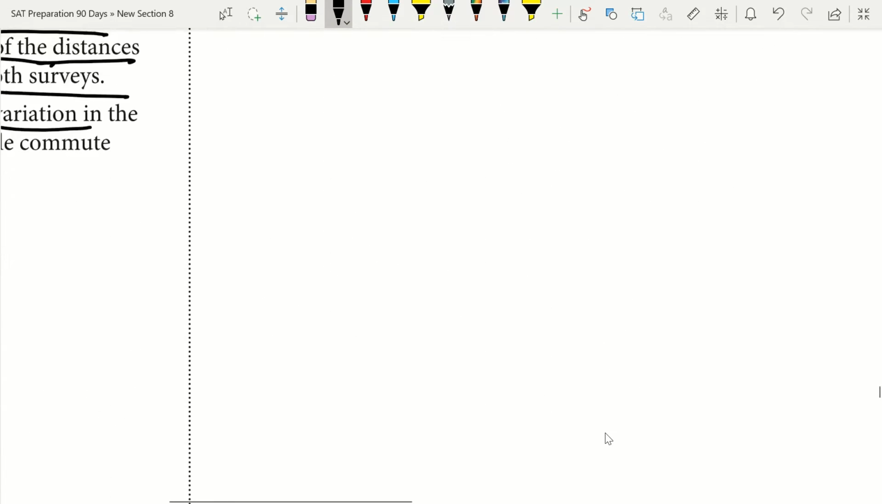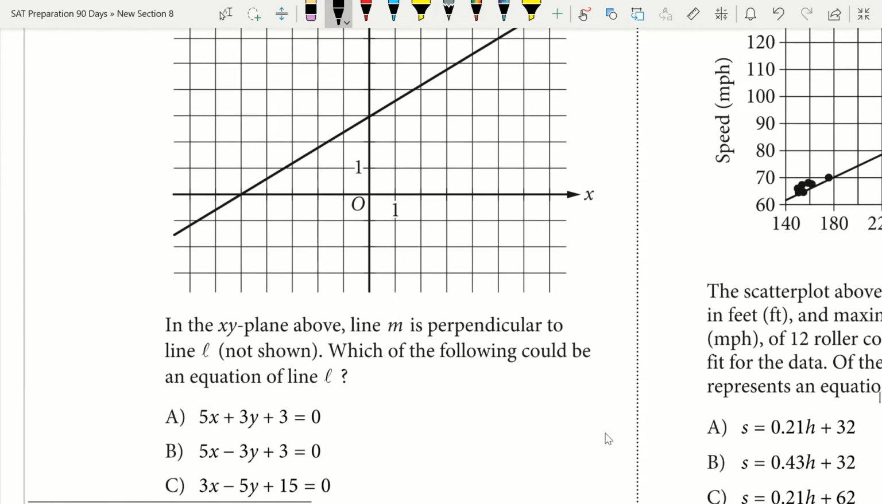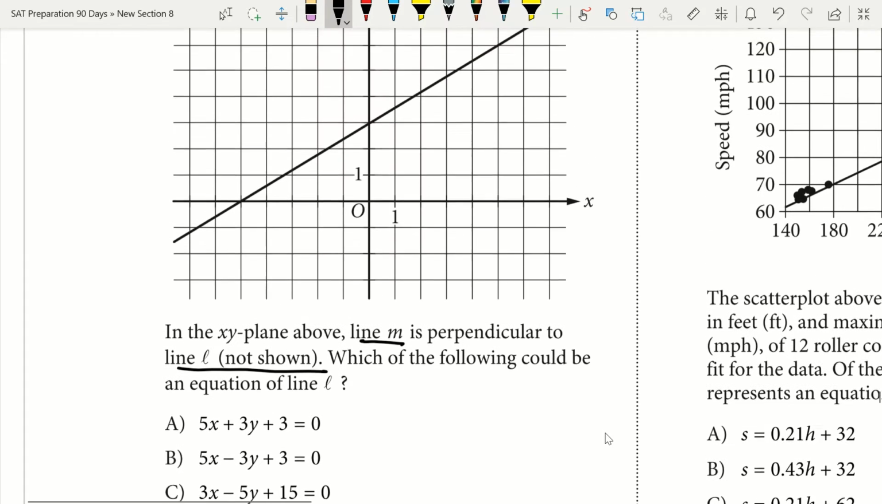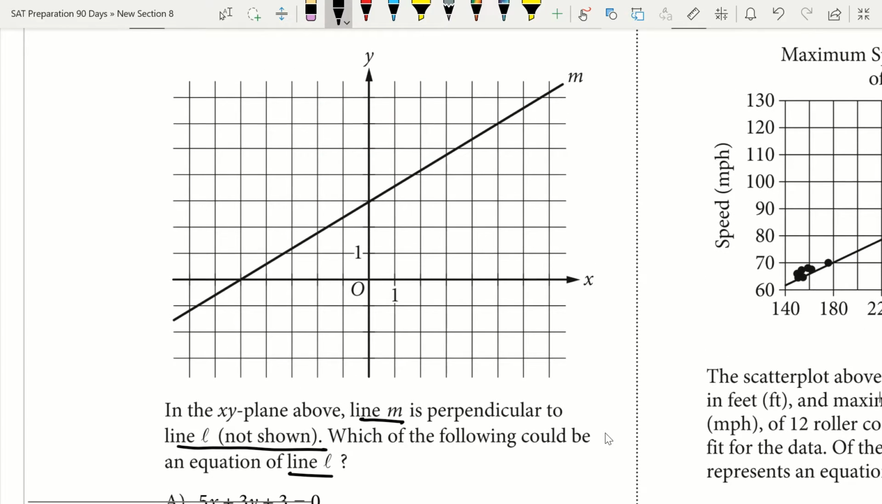We've got question 27 now. Okay, 27 is on that next page. I see I got a big graph. All right, in the XY plane, line M is perpendicular to line L. Line L is not shown, line M is. So line M is perpendicular to line L. Which of the following could be an equation of line L? What I know is line L is perpendicular to line M.